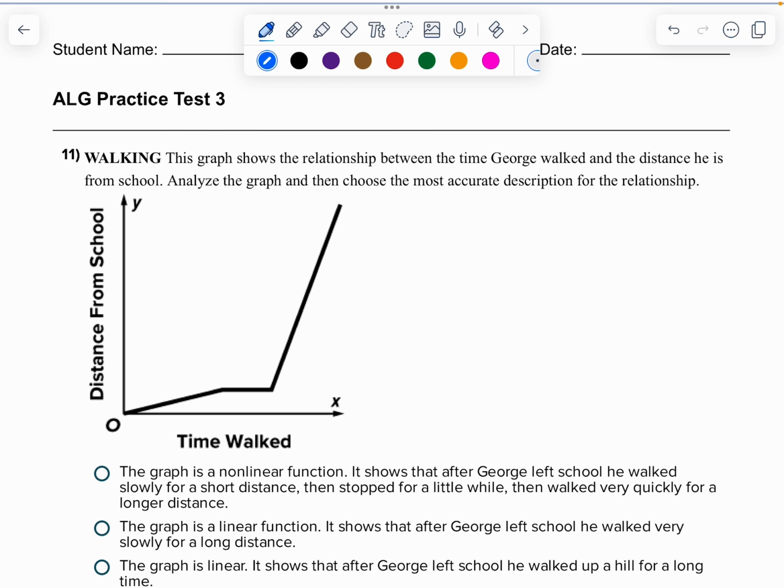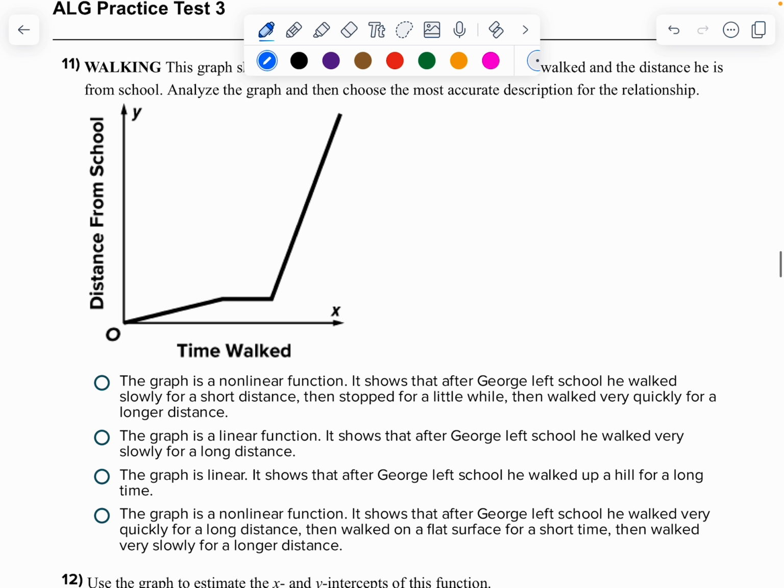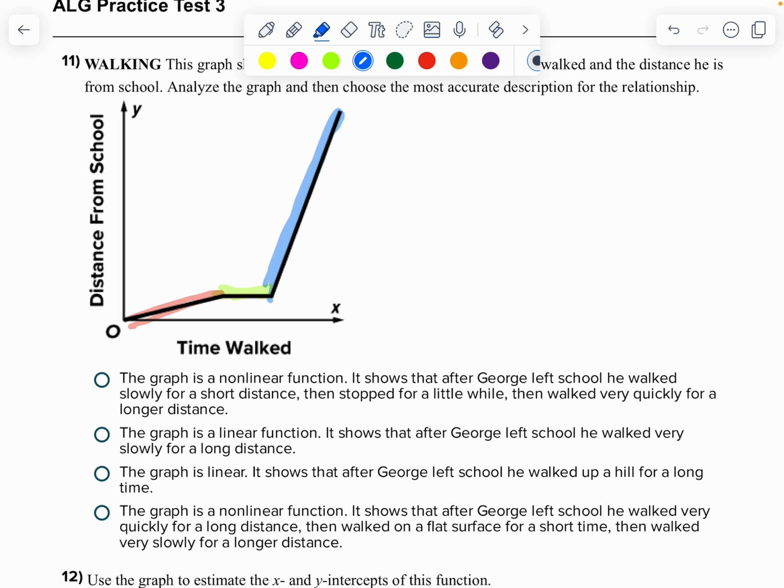Okay, this graph shows the relationship between the time George walked and the distance he is from school. Analyze the graph. Okay, so let's look at it. So here I'm increasing. Here I stayed the same. So I probably stopped and rested. And here I probably ran home, or ran to wherever I was going. The graph is nonlinear. Is that true? That part's correct. So it is nonlinear.